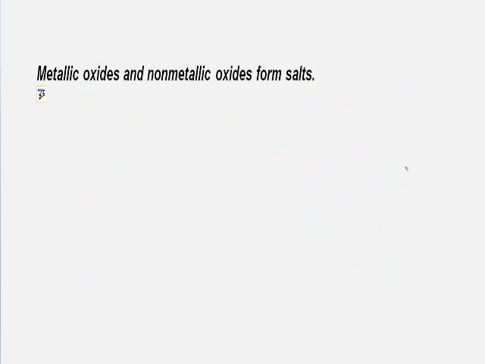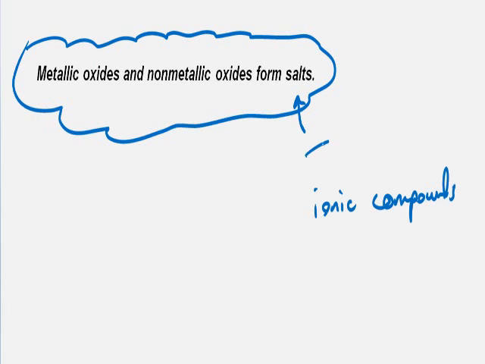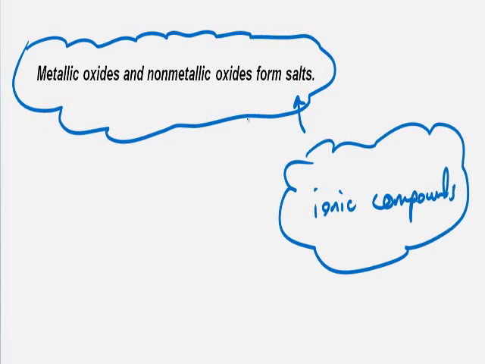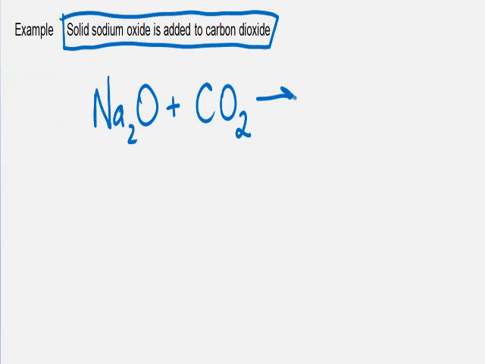One last type of combination reaction is we have metallic oxides and nonmetallic oxides combined to form salts. Salts are another way of saying that they combine to make an ionic compound. In our first example, we're going to take solid sodium oxide and add it to carbon dioxide. Typically what happens there, when they come together and make one compound as a product, because it's a combination reaction, a common carbon-containing polyatomic ion is carbonate. These come together to make the salt sodium carbonate. And then this equation is balanced as written.